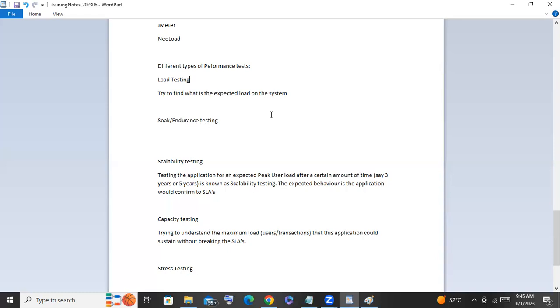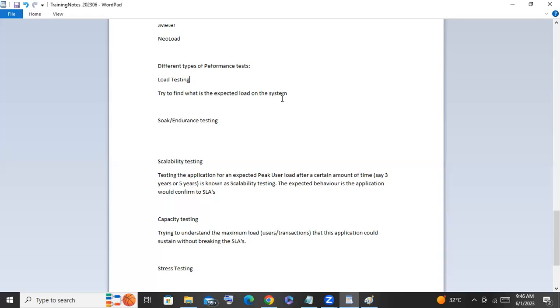Now, what is the main objective of soak testing? Can somebody tell me? Yeah, the application being able to handle or withstand a long duration. Great.